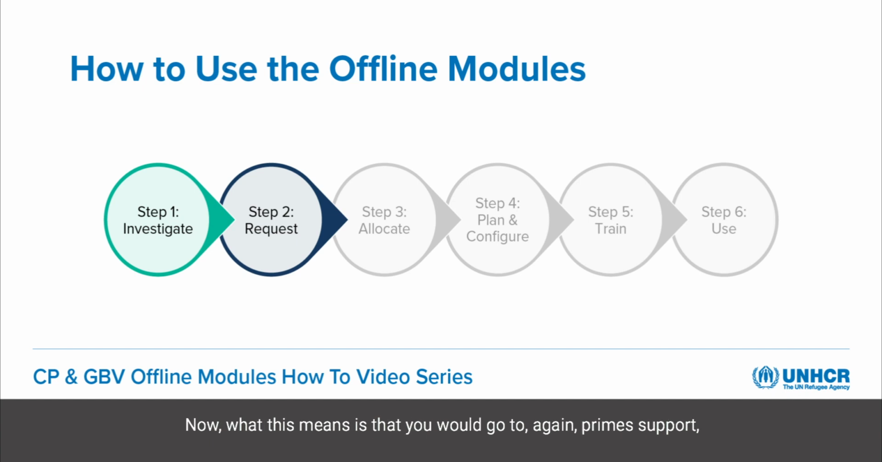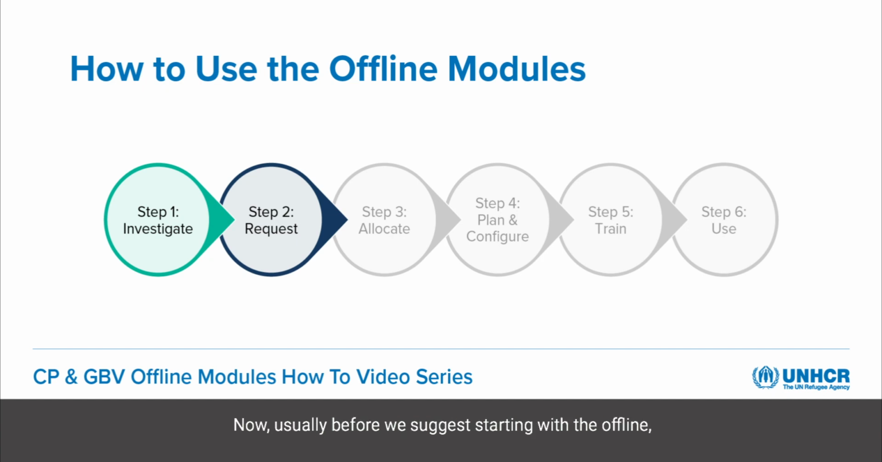Now, what this means is that you would go to, again, Prime Support, and there you can find a request form for being granted access to the offline module. When you complete this form, it will ask different questions around the setup in your context, what you're looking for, to allow primes to support you in thinking through what would be necessary for the planning of this implementation.